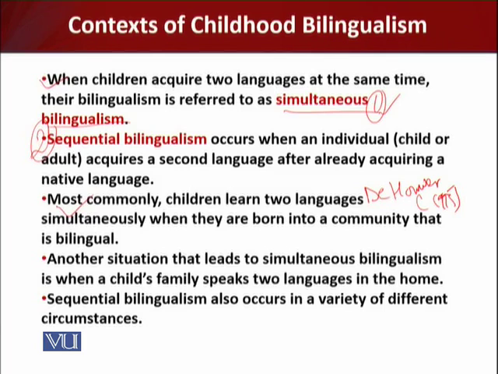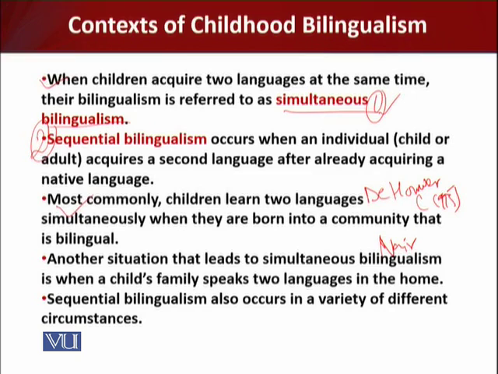Another situation that leads to simultaneous bilingualism is when a child's family speaks two languages in the home. An example is from Nair's study, in which it was shown that a child in India whose father spoke Bengali and whose mother spoke Malayalam, both parents used their native language as well as English to speak to the child and also used Hindi.